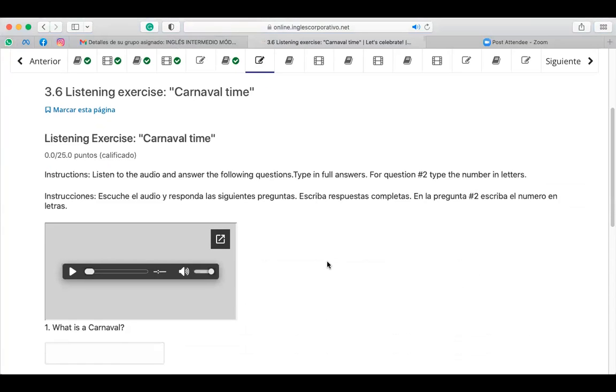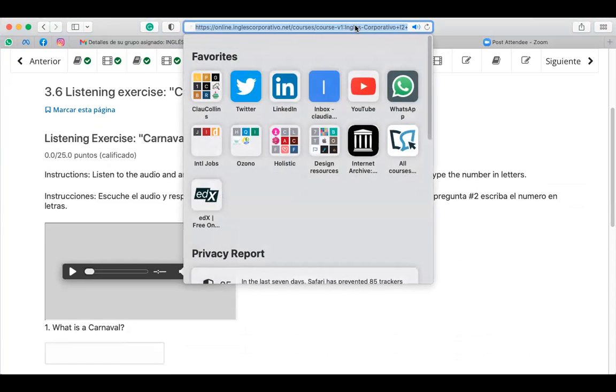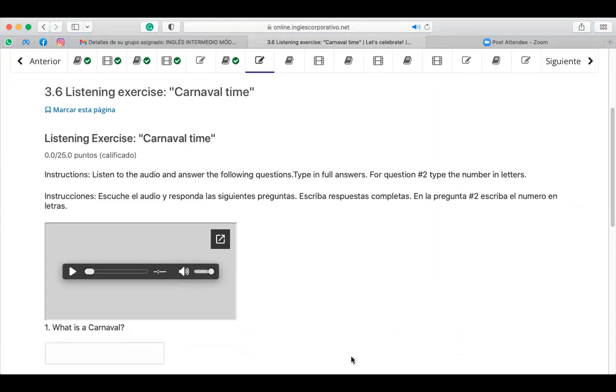Oh, this is a listening. Let's move to Google Chrome because I cannot have this one. Oh, I will share the new one. Okay. Oh God, we will repeat the other ones.